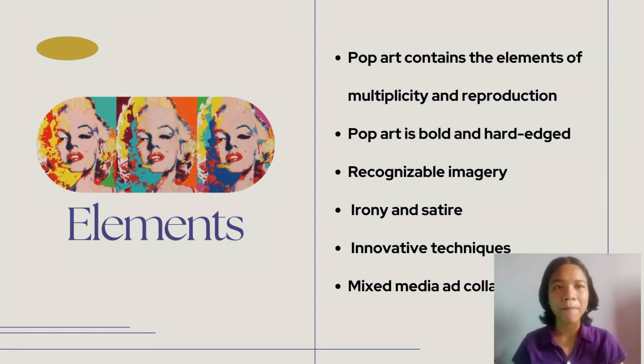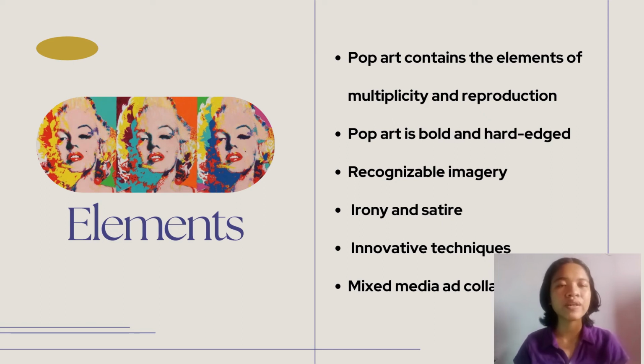Now, what comprises pop art? Pop art contains a multiplicity and reproduction element that can be seen in a mass production culture and reflected in the media and process. Pop art is also bold and hard-edged. This is because pop art frequently employs primary colors such as red, blue, and yellow, which reflect the vibrant popular culture that surrounds the artist. Furthermore, hard-edged compositions are used in this art to counteract the painterly looseness of styles such as impressionism and abstract expressionism.